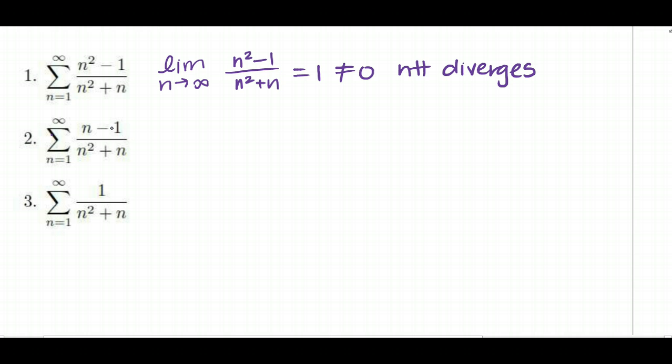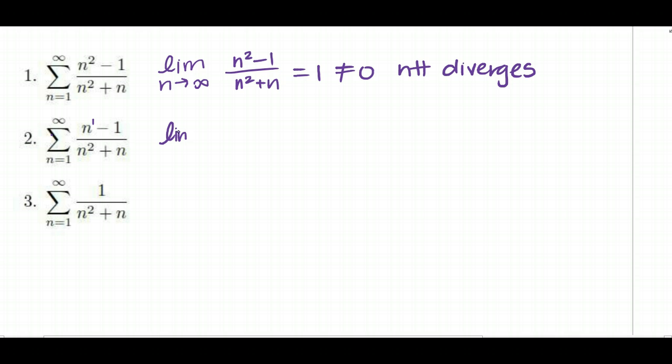For the direct comparison test, I would want just a single constant in the numerator, and I don't have that. But for the limit comparison test, I want what looks like a rational function, which is exactly what this is. So here, I want to use the limit comparison test, and the series I'm going to compare this to is 1 over n, because this is n to the 1, this is n squared, so the difference in those exponents is 1. So I'm going to compare this thing to 1 over n.